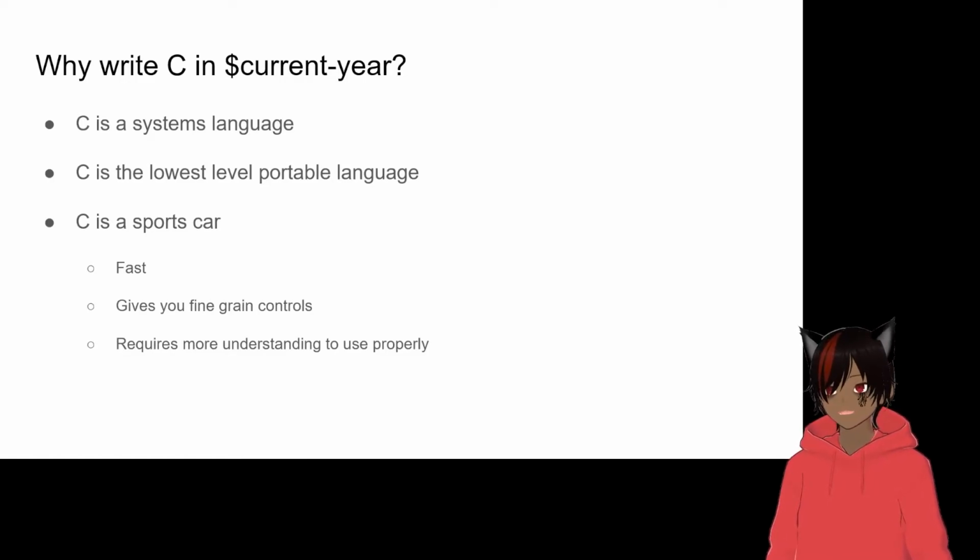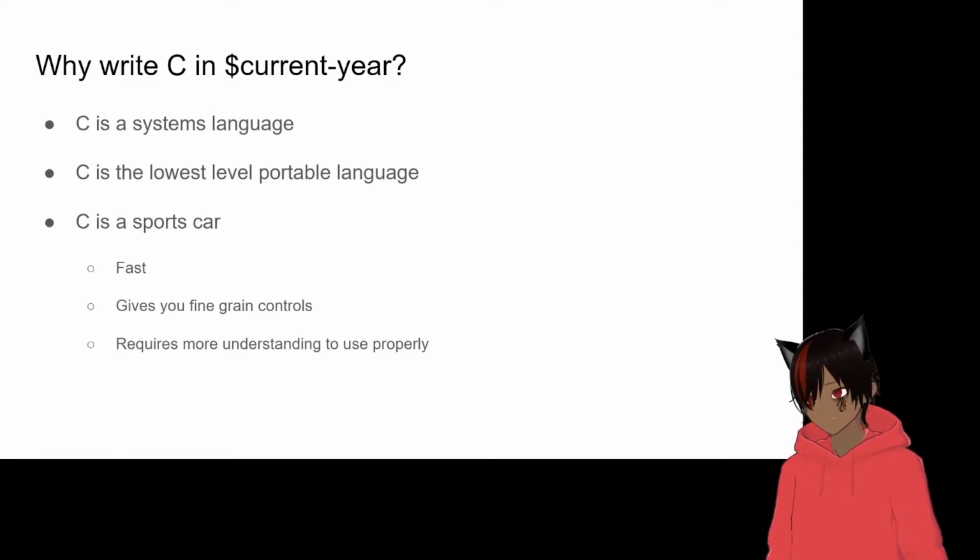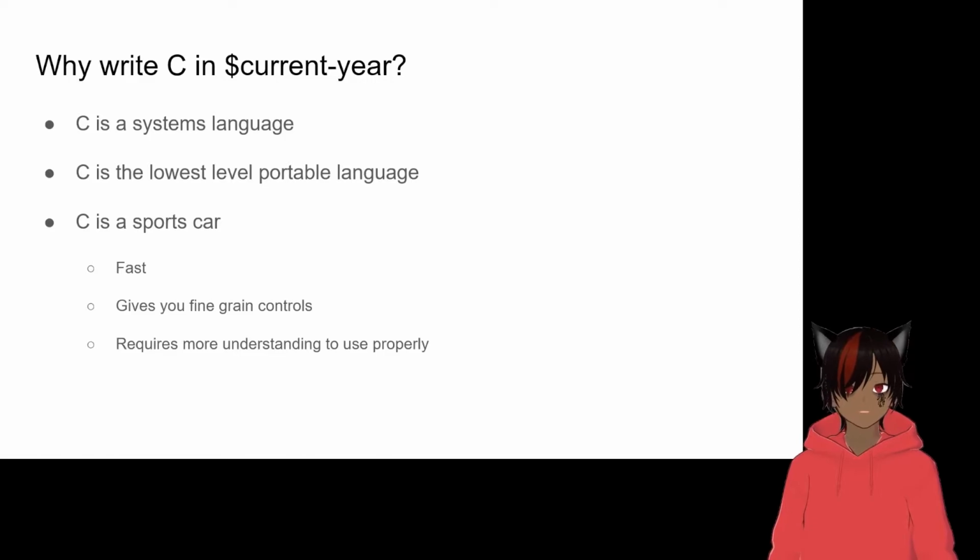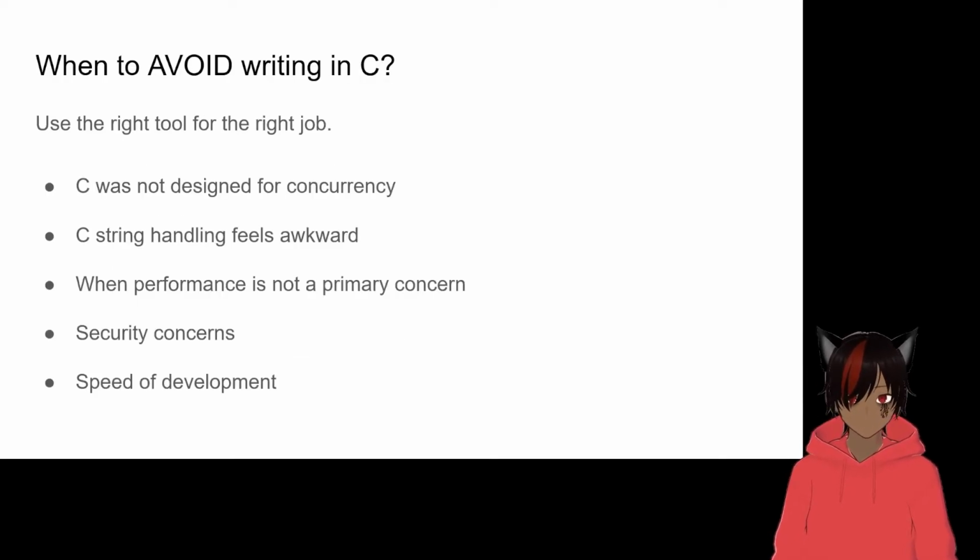Why would we write C? Well, like I said, C is a systems language and it's the lowest level portable programming language. I also like to consider C as a sports car. It's fast. It really gives you fine-grained control over your computer, and it requires a lot of understanding to use it. So if you're someone who doesn't know too much about it, it can be very easy to shoot yourself in the foot. And I think, in that way, it's a sports car.